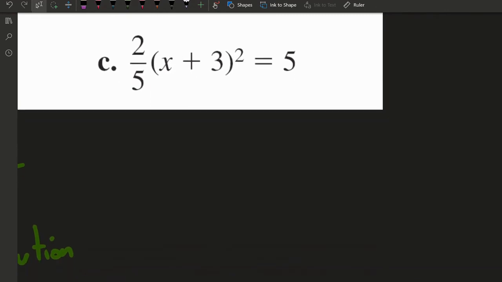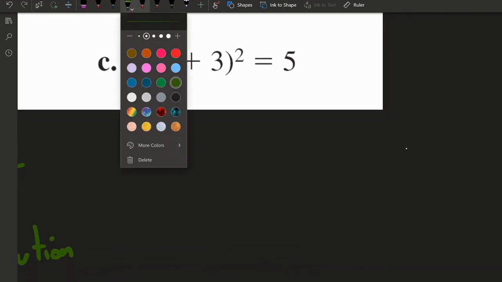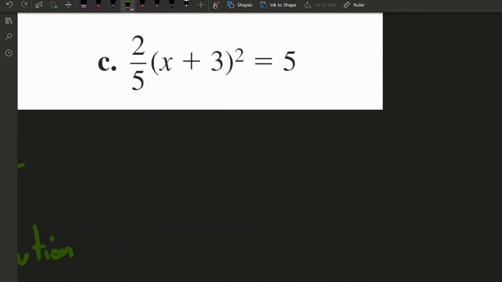So now this one is going to get a little bit more complicated. I'm going to sharpen my pencil here. 2/5 times (x plus 3) squared equals 5. Now I want to get rid of the 2/5 first, and I do that by multiplying by 5 halves. I'm going to multiply both sides by 5 halves. So I'm going to get (x plus 3) squared is equal to 25 halves. Now at this point, I'm going to go ahead and take the square root of both sides.